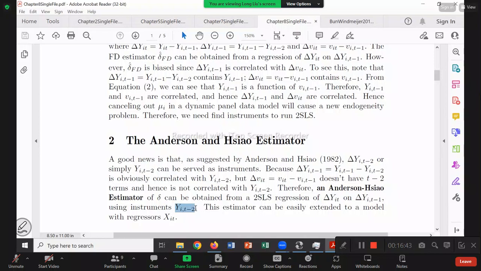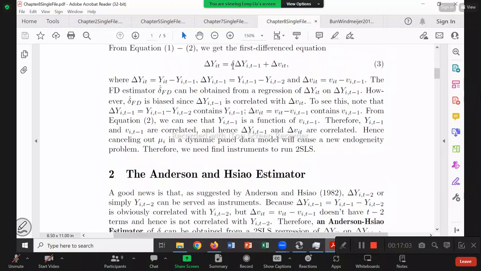Let's check out why this instrument works. Still remember the requirements of instruments. To be a solid instrument, our instrument has two requirements. First of all, our instrument needs to be related to our regressor. For example, suppose your instrument, let's call it Z.